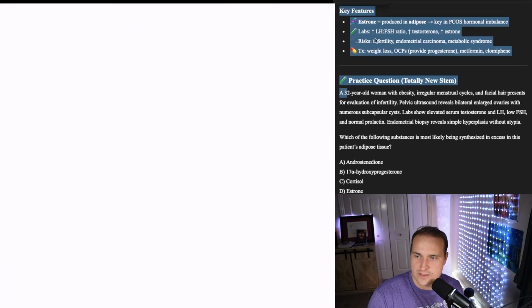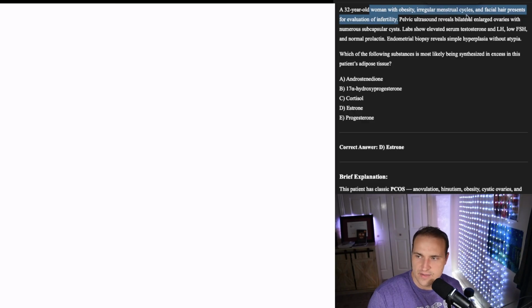So here we have a 32-year-old woman with obesity, irregular menstrual cycles, and facial hair. Labs show elevated testosterone, elevated LH, and low FSH.